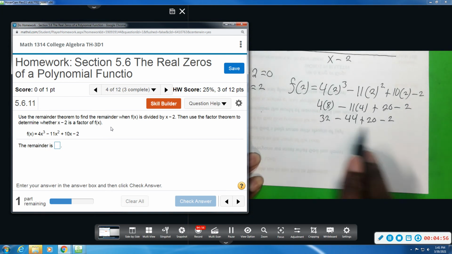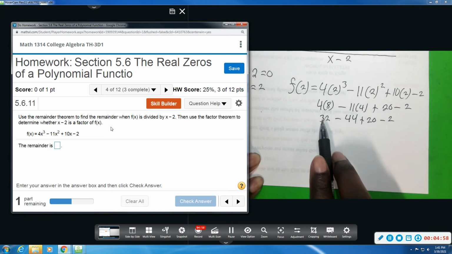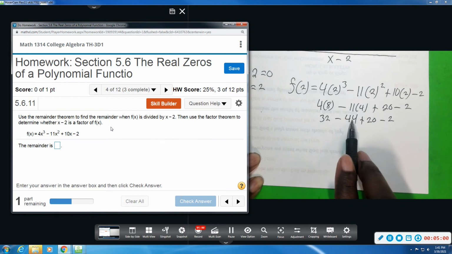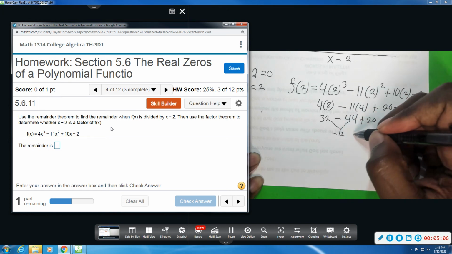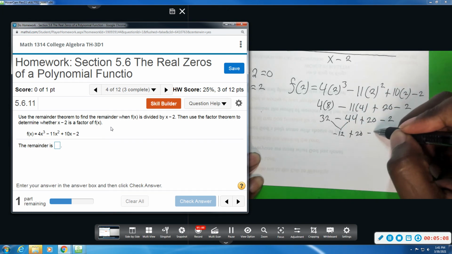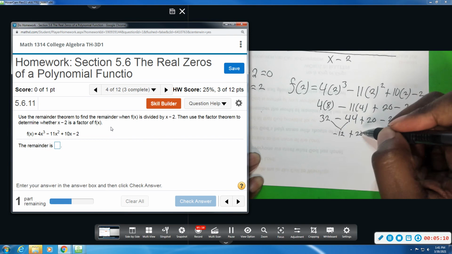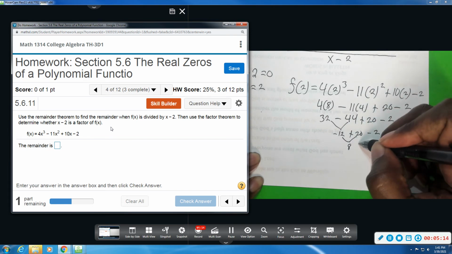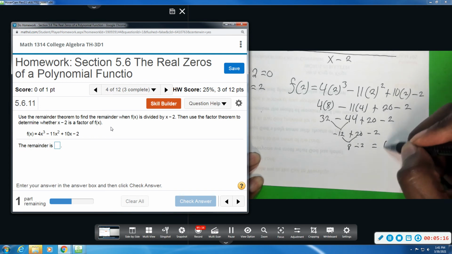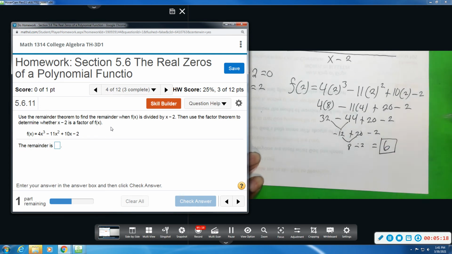All right, so we're going to subtract left to right. We will subtract 32 minus 44. That will give us a negative 12. And then plus 20 minus 2. So negative 12 plus 20 gives us a positive 8. Minus 2 gives us 6. So the remainder is 6.